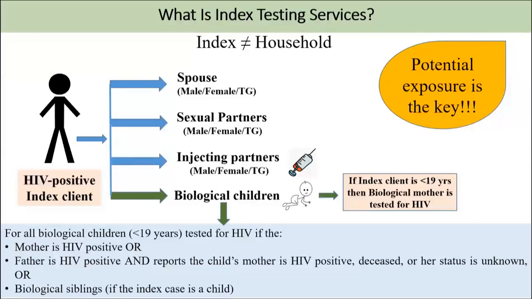For biological children, there is some criteria. If the index case is a female, so an HIV positive female, we can ask about the biological children of less than 19 years. If the index case is a male, we will ask about the spouse's HIV status. If the spouse's status is not known or the spouse is deceased, then we will also inquire about the less than 19-year-old children of the HIV positive male. Then if the index case is a child, we will inquire about the biological siblings as well. This is how we make the contact list.